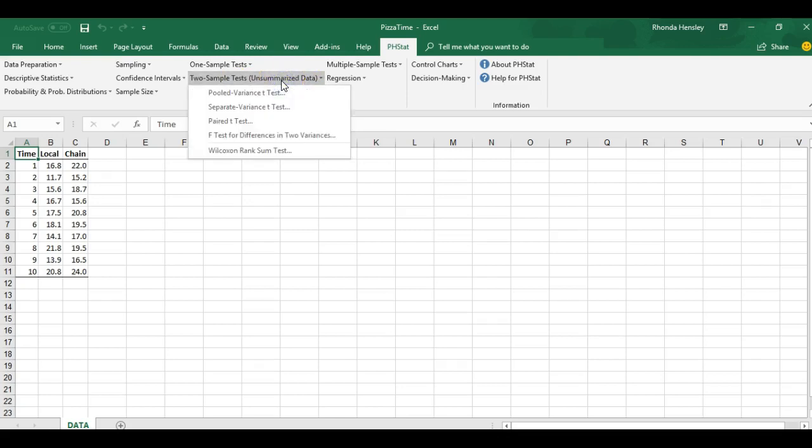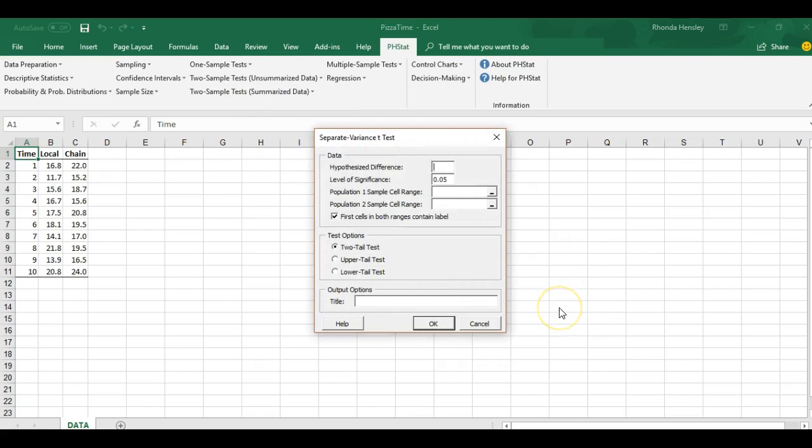And again, you open up unsummarized data, it's 2 sample tests, and you'll see that you've got a choice between pooled variance t-test and separate variance t-test, and you want the separate variance t-test. When you open it up, you'll see something that looks like this dialog box. The hypothesized difference, unless you have some burning reason to put something else in there, you're always going to put a 0 in here. We're just looking to see if there's a significant difference at the 0.05 level of significance. We're not saying there's a particular size difference between them.